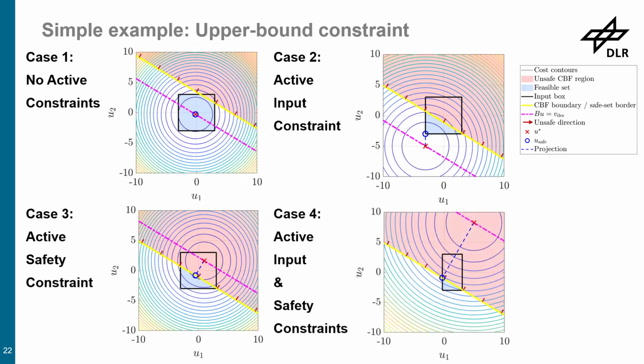And of course, sometimes you have the problem that you have active input constraints and active safety constraints. And then you need to search for a solution that is somewhere here. Well, it's one solution. It's not the solution. It's not optimal in any sense, but at least it's not in violation of your constraints.